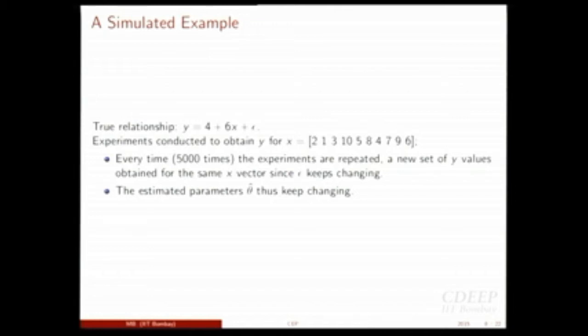And once you have a data set, you can estimate the parameters for that data set. Now because you are doing this 5000 times, you will have 5000 estimates of intercept and slope, and we want to look at how those estimates change.